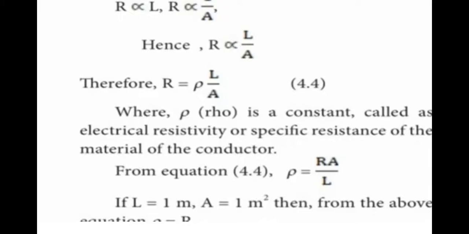From the above equation, we get resistivity is equal to R A by L. If we substitute L equal to 1 meter and area equal to 1 meter squared, then from the above equation, we get resistivity is equal to R.